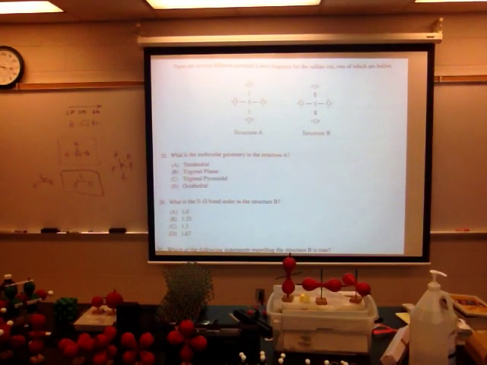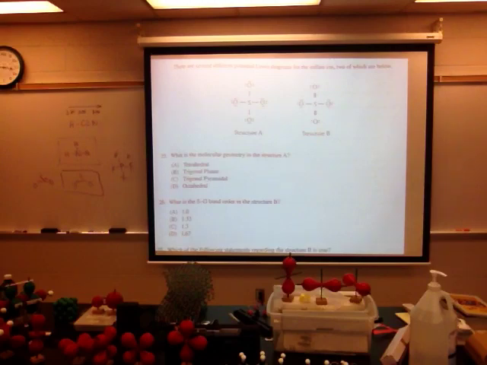What is the molecular geometry of structure A? Tetrahedral. On an AP test, you just have that memorized, but we know it's, what's the AX formula? AX4, so it's tetrahedral. You will have the little cheat sheet on tomorrow for the test, because I'm just way too easy on you.